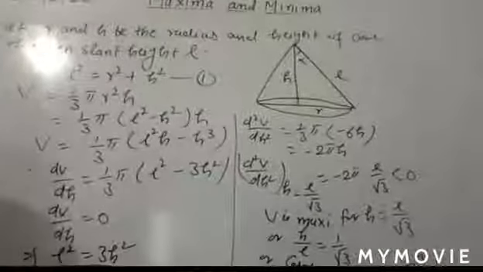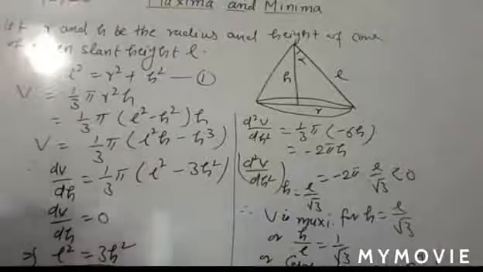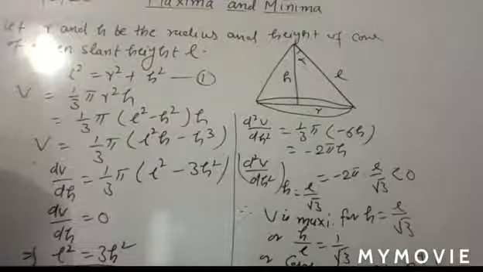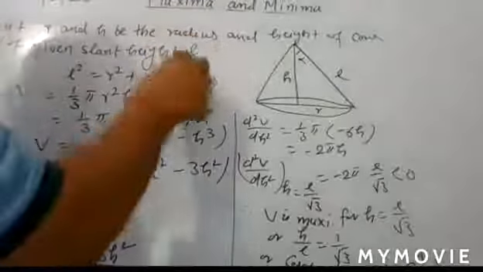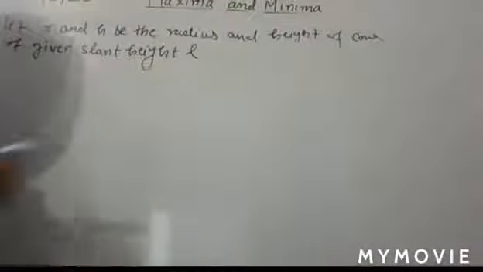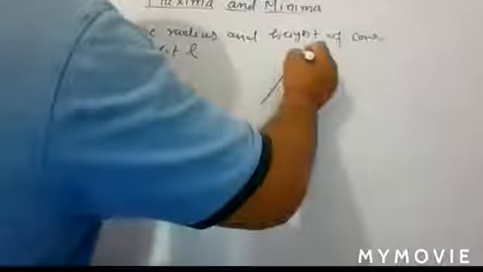And I told you in the previous lecture also, if the surface area of the cone is given, then you have to use its total surface area, not the curved surface area. You have the same figure which we used here. So make a cone here.